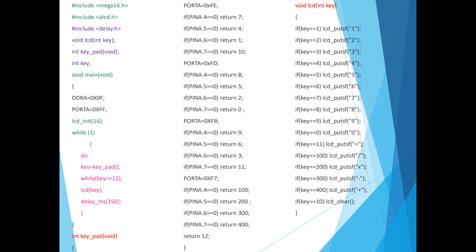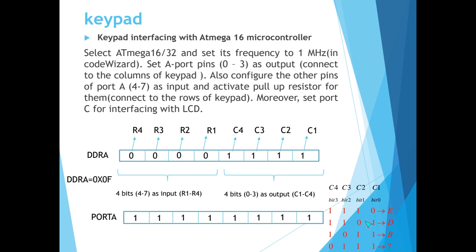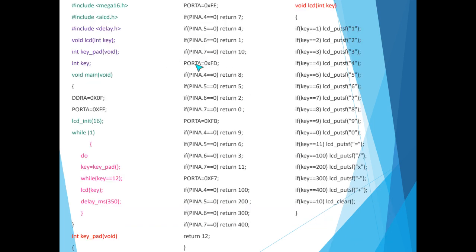Then again, I'm going to the next one, meaning that this one, bit 1 equals 0 and other bits are logic 1. Then port A equals 0xFD. Again, the same thing that I did in the previous step. If pin A4 equals 0, return 8. If pin A5 equals 0, return 5, and so on.